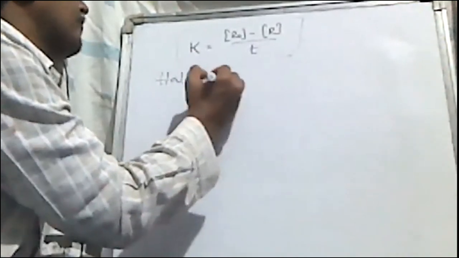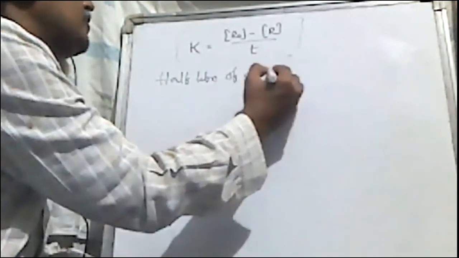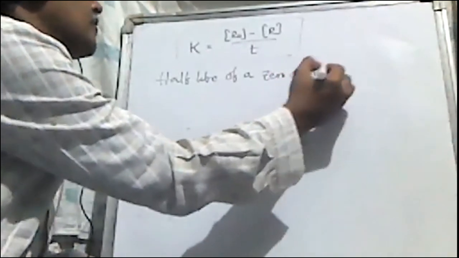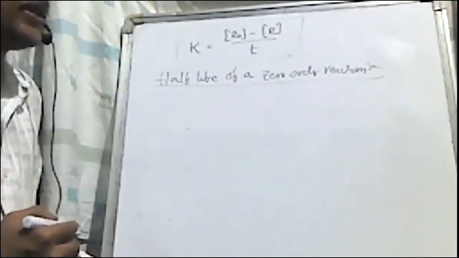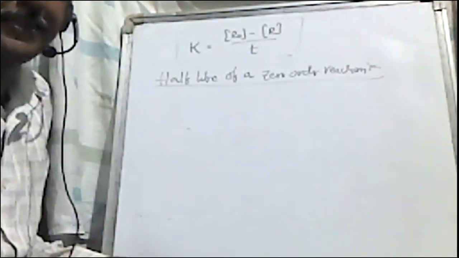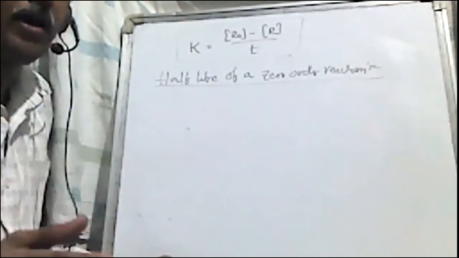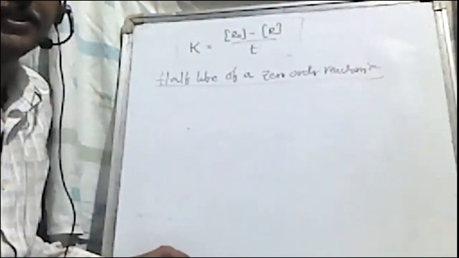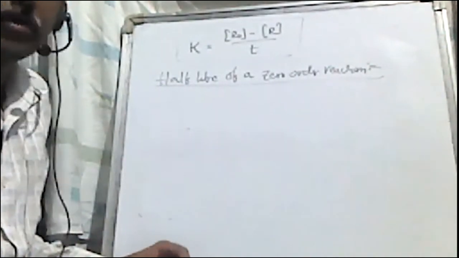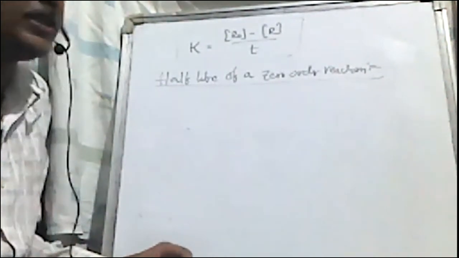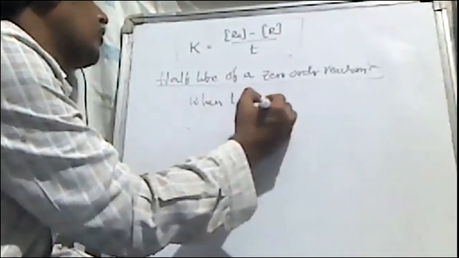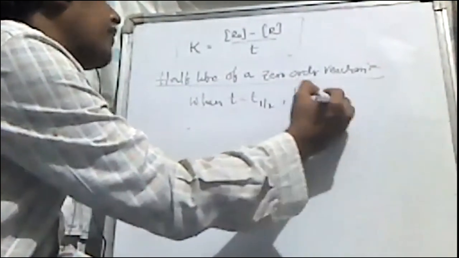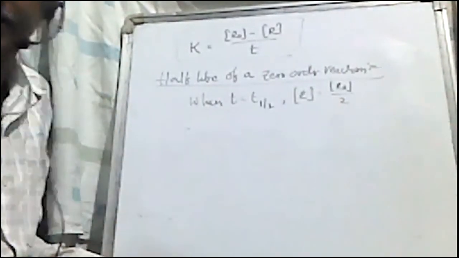Now, half-life of a zero order reaction. In my previous class, I discussed half-life. Half-life is the time required to reduce the concentration of reactants to half of its initial value. That is, when t is equal to t half, what will happen? R becomes R naught by 2.